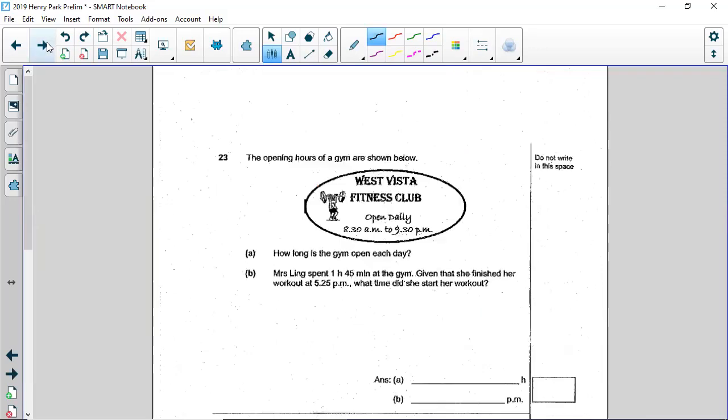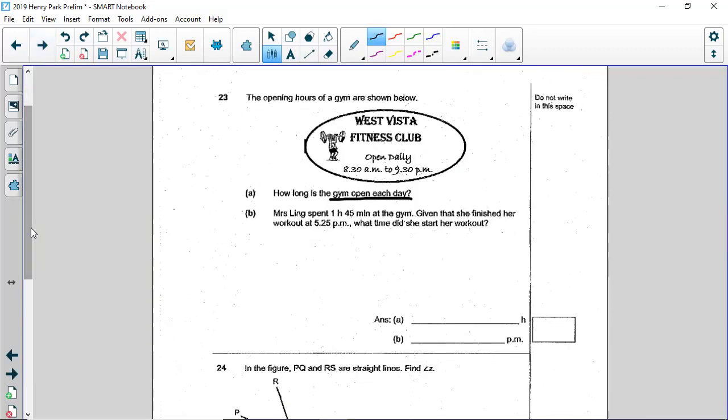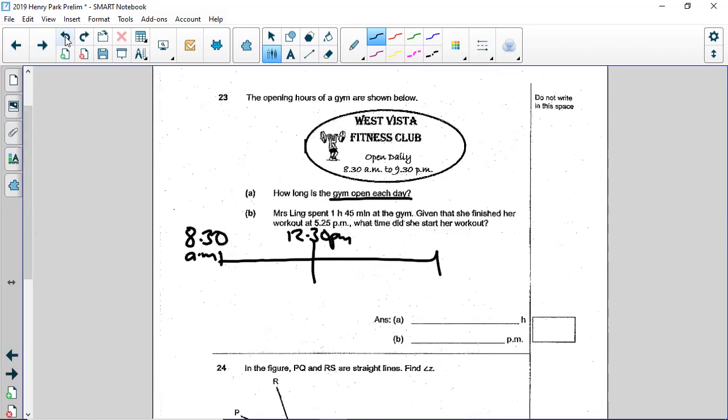Okay, next one. Okay, timeline. How long is the gym open each day? So from 8:30 a.m. to 9:30 p.m. You can do some finger counting or timeline. So 8:30 morning, what's the middle of the day? Which is 12:30, right? 12:30 p.m. That's the middle, the reference. And then 9:30 will be the closing time. And then you just do jumping.